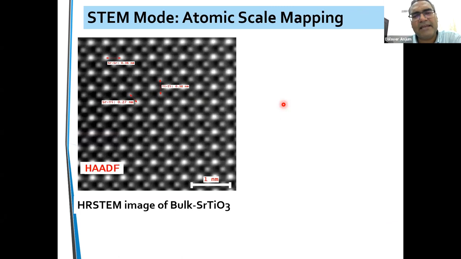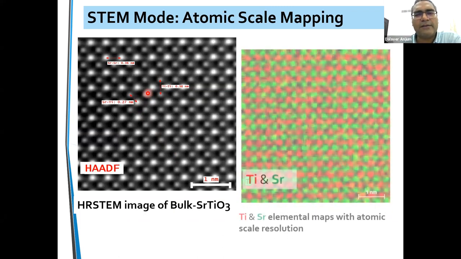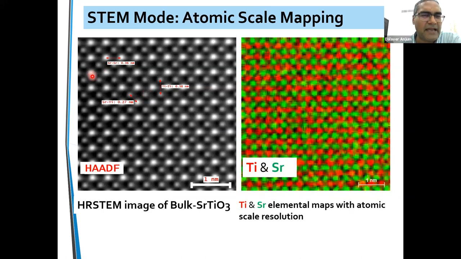And again, STEM can even be applied to identify the atoms in the lattice. Here we have a strontium titanate lattice. We don't know where the titanium, the strontium, and the oxygen are, and that can be identified by going to each atom type and collecting the EDX signal. By plotting that signal, we can color these atoms. Here we have red for titanium and green for strontium.